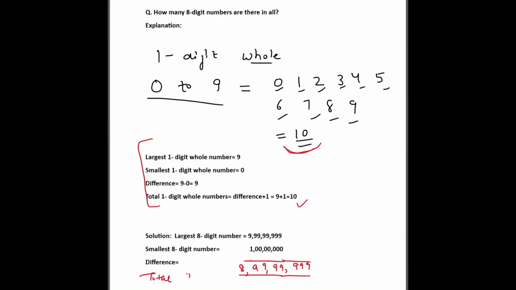So to find the total number of 8-digit numbers possible, we'll simply add a 1 to the difference. Total 8-digit numbers possible equals difference plus 1. That's why 8 crore 99 lakh 99,999 plus 1, which is equal to how much? 9 crores. I hope it's clear to you.